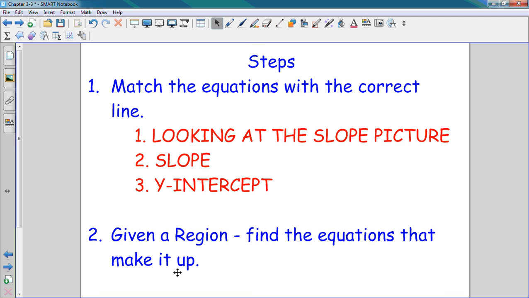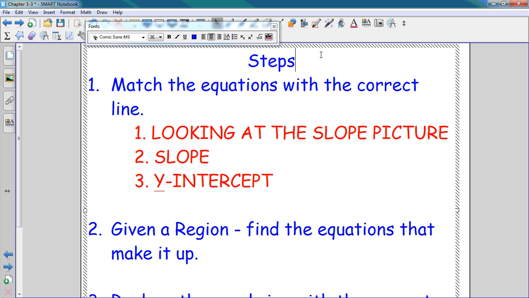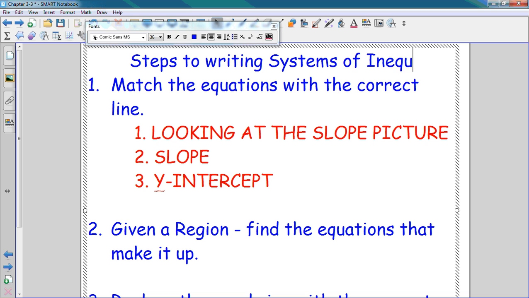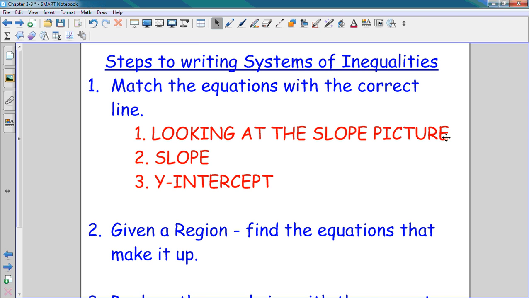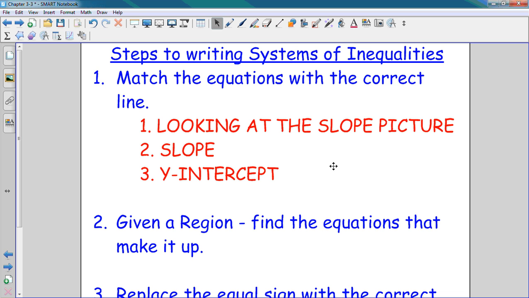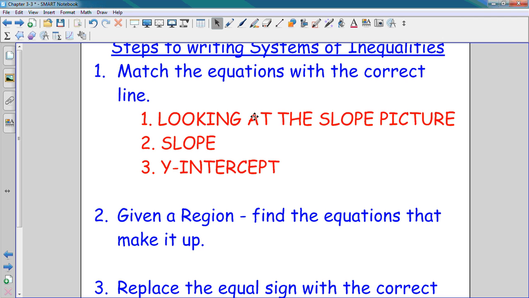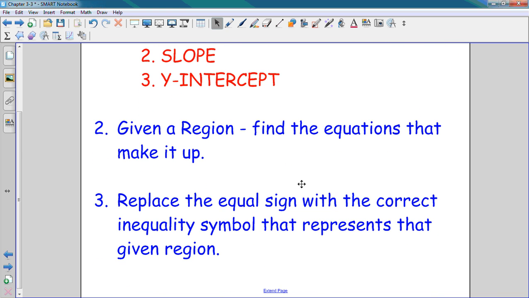You need to write this down on your blank sheet of paper. This is steps to writing systems of inequalities. Step 1, match the equations with the correct line. The way you do that is you look at the slope picture, or the mountain picture. You determine positive, negative slopes and y-intercepts. Step 2, given a region, find the equations that make it up, meaning find the boundaries.